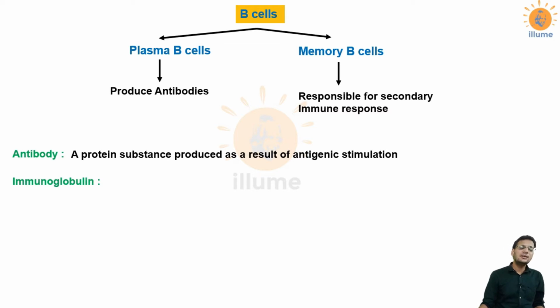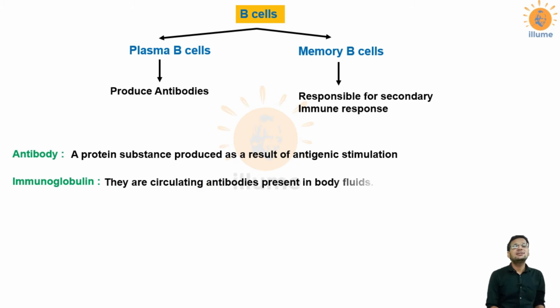Now, there is a term called immunoglobulins. So, what are immunoglobulins? Are immunoglobulin and antibody synonyms of each other, or is there any difference? There is a slight difference, and the difference is that the immunoglobulins are the antibodies which keep on circulating in the body fluids. In short, those antibodies which are present in the body fluids are called immunoglobulins. Other antibodies are also present on the surface of some lymphocytes, so they are not called immunoglobulins.